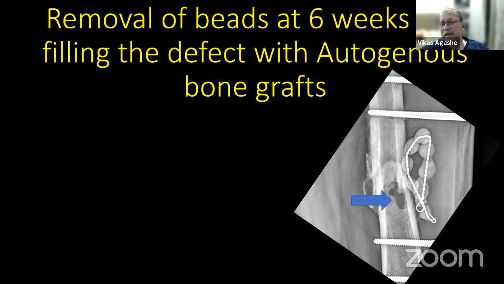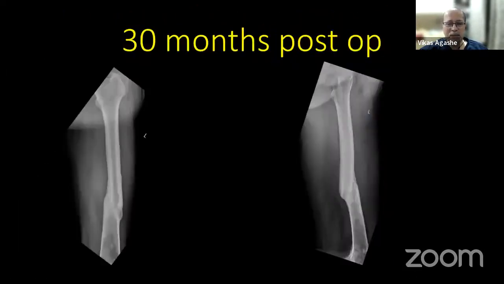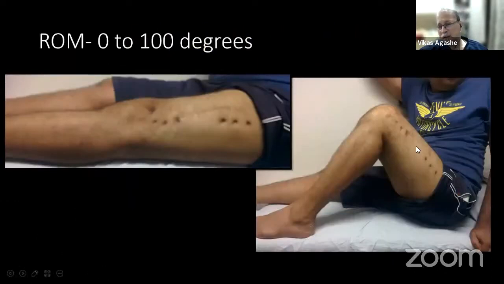So at 6 weeks, I removed it, but by then you can see the bone has already started uniting. So this is at 8 months. This is at 30 months. But if you see, he lost some range of movement. Because when you use an external fixator for a long time, very often there are quadriceps adhesions. And that often leads to this restricted range of movement.